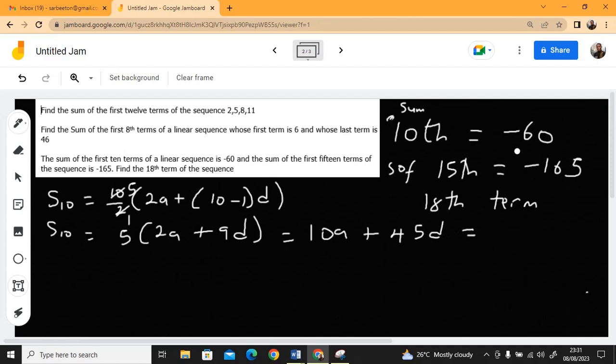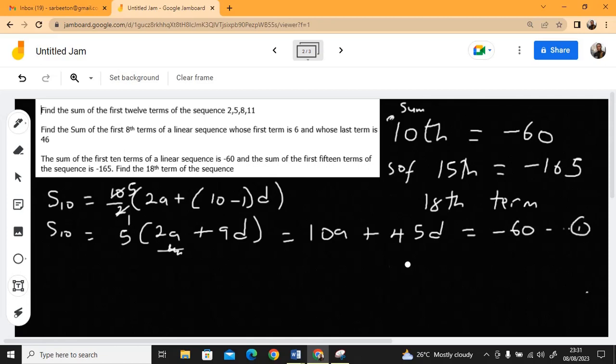Everything is equal to minus 60. The 10 term. I just use this particular 10 term to get the formula for this particular term. If it's the nth term, it would just be a plus 9d, but this one is the sum of 10. So this is what I got for the sum of 10. Everything is equal to minus 60. This is equation 1.